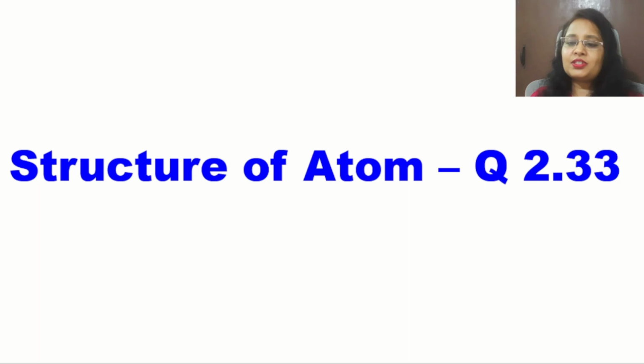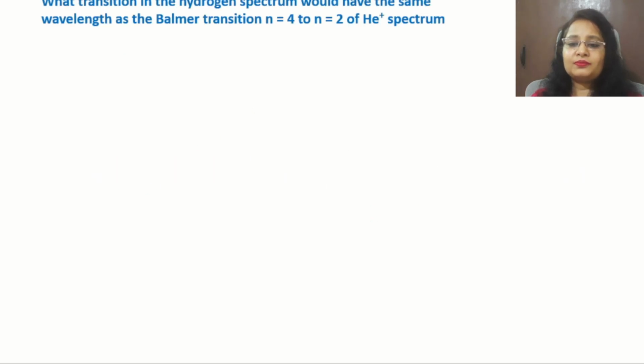Today's video is question number 2.33 from the NCERT textbook, class 11, and the chapter name is Structure of Atom. So let's check the question. What transition in the hydrogen spectrum would have the same wavelength as the Balmer transition n = 4 to n = 2 of the helium ion spectrum?